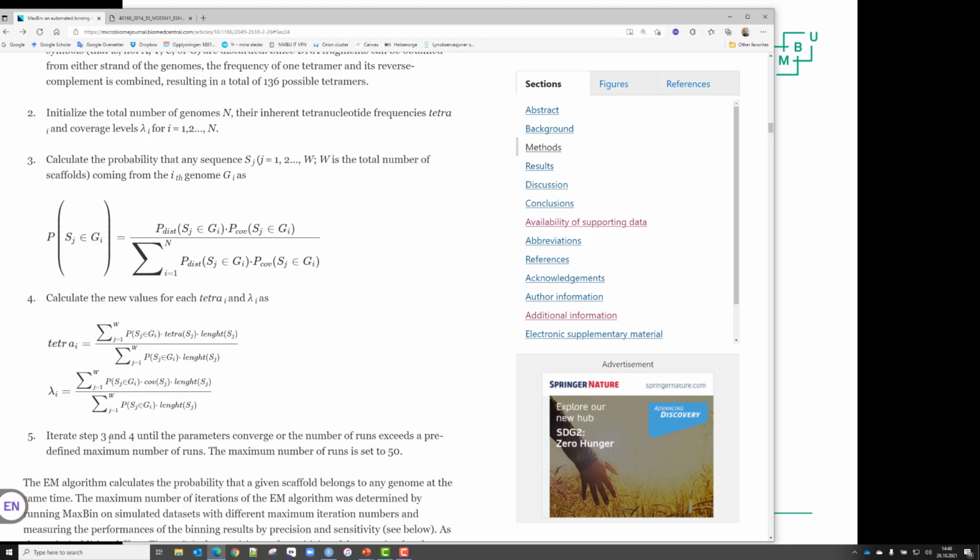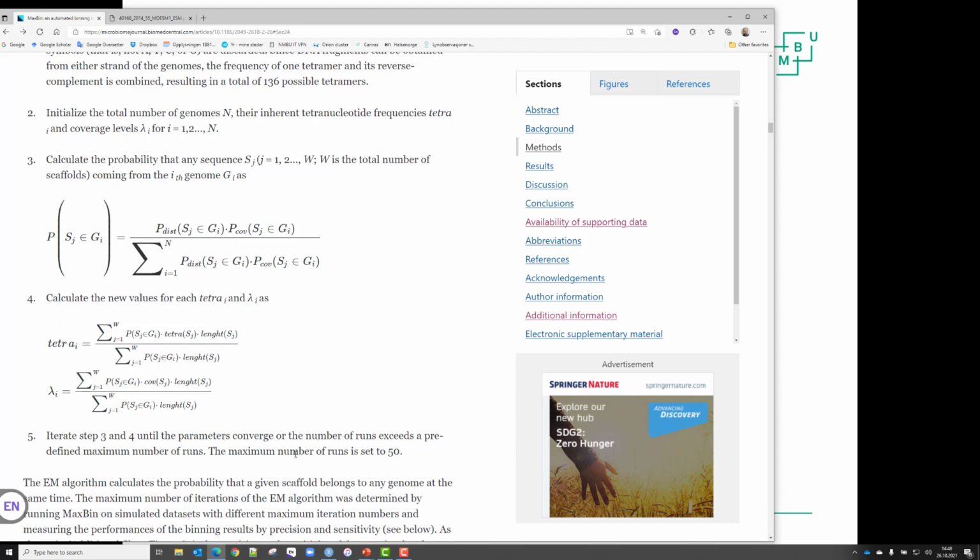So actually step 3 and 4 are repeated until convergence. You first estimate which bin each contig belongs to, and then you take these bins and compute new representative frequencies and coverages, and then you go back here again and do the assignment again based on the new values, and then you compute new values based on the assignment. So this is like going back and forth. This EM algorithm is called expectation maximization.